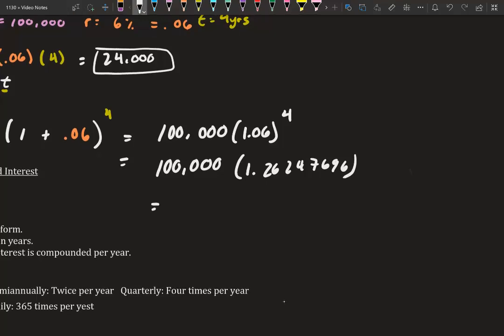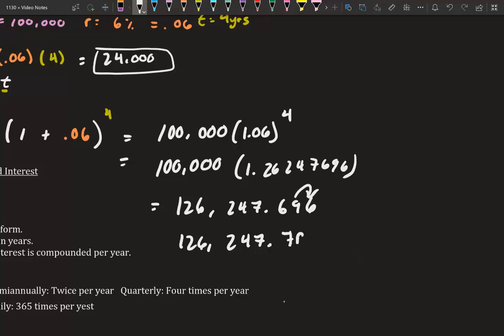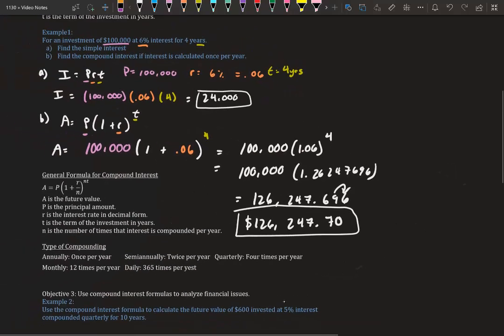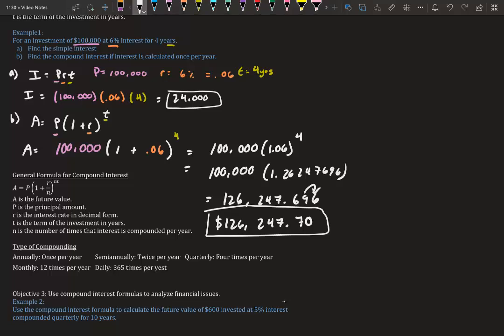100,000 times 1.262476696. We get 126,247.696. Since we're talking about money, we're going to round to 2 decimal places. So 126,247 dot, since that is a 6, we're going to round it up to 70. So in this case, you would earn $26,247 because we invested $100,000, so we added on $26,247. So compound interest usually is the smart idea for investment return.